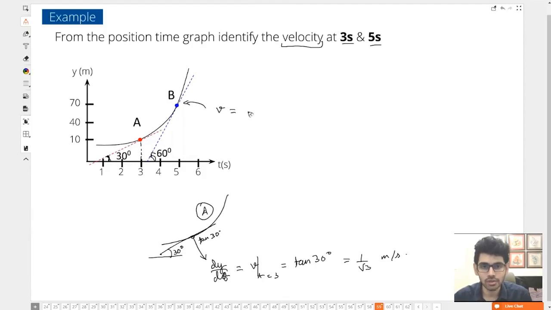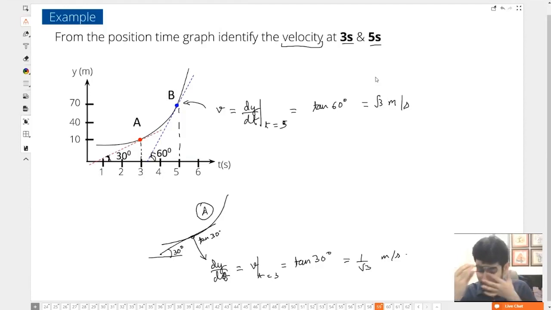Similarly, velocity at this point will be dy by dt at t is equal to 5, because this is 5, will be equal to tan of 60 degrees, which will be equal to root 3 meters per second. Easy? Good application? Did everyone follow? Right? Yeah. Chalo. One application based question, everyone.